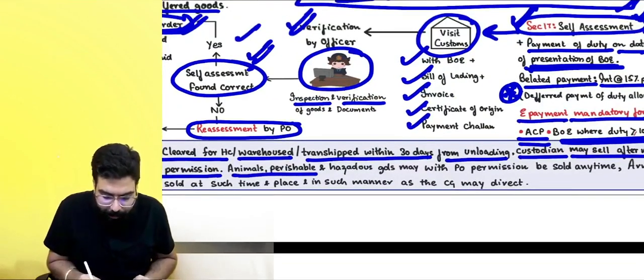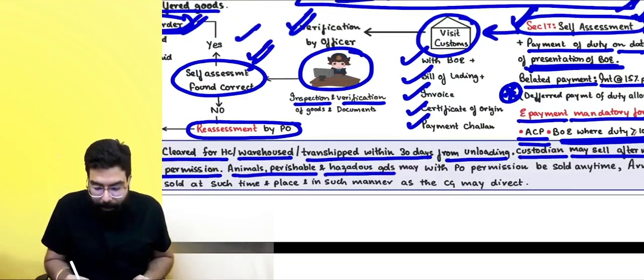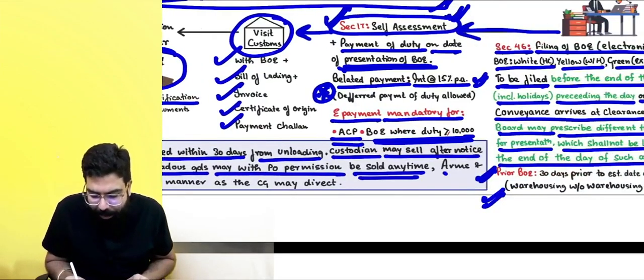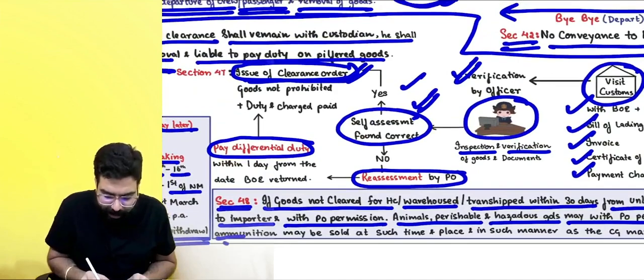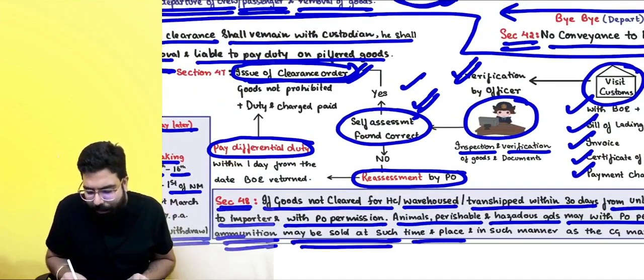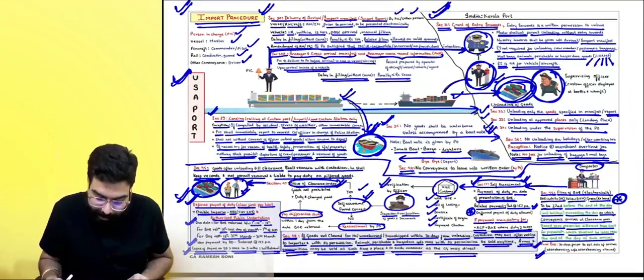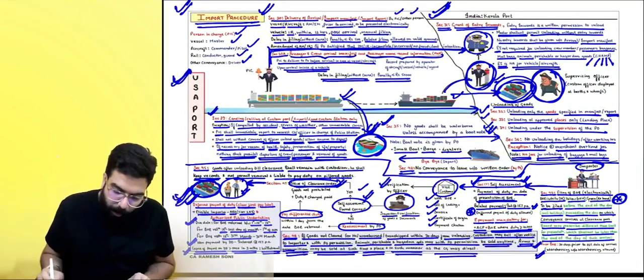Always remember, animal, perishable and hazardous goods may, with the proper officer's permission, be sold anytime. Arms and ammunition, if they are there, may be sold at such time and place and in such manner as the central government may direct. Here we are done with the import procedure.